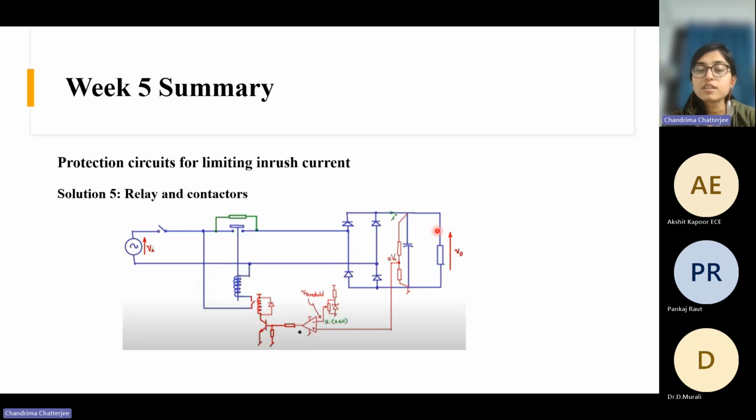The fifth and the last solution is using relays and contactors.